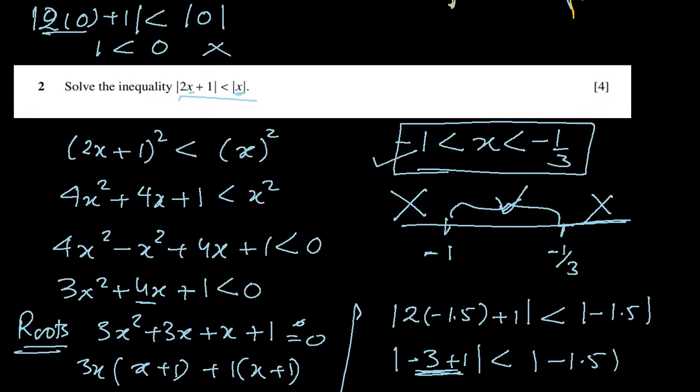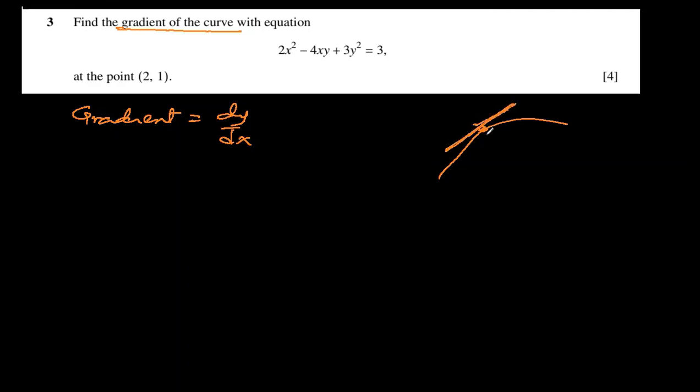This is the answer. Alrighty, number 3. Find the gradient of the curve with the equation given, at the point given. What can be more straightforward than this? We just have to differentiate this because gradient is nothing but dy over dx. Gradient of tangent is equivalent to gradient of the curve. It's the same thing. At a particular point, whatever is the gradient of the curve at that point, the tangent's gradient represents that gradient. So that's why we will find dy over dx.